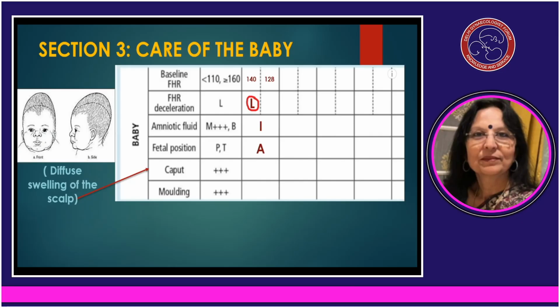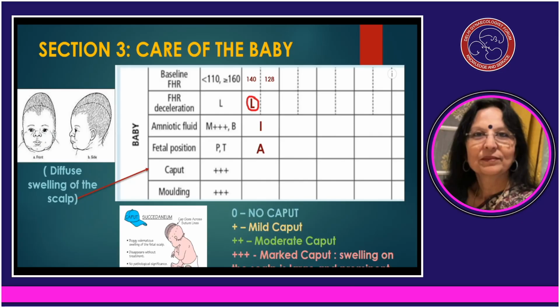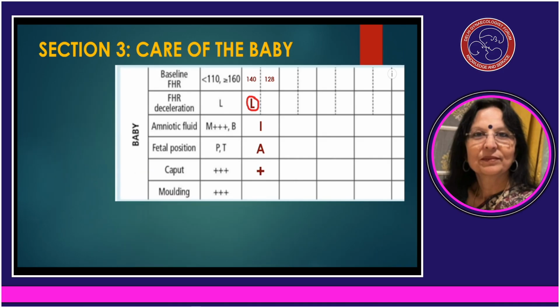This is a diffuse swelling of the scalp. 0 is no caput, 1 plus is mild, 2 plus is moderate, and 3 plus is marked caput. And it is the 3 plus which is very, very important and is an alert. Now coming on to the molding.